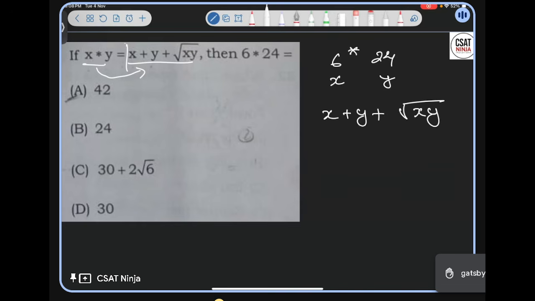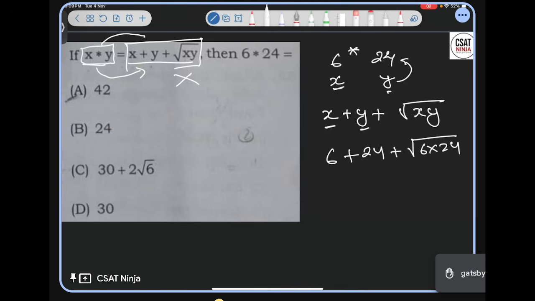Remember, this is not a standard formula. You don't need to memorize this one. One thing you need to do is just look at the question. If there's a star, then we need to follow this pattern. So let us write the term down. First number here, which is X, is 6, plus the second number, Y, is 24, plus root over 6 into 24.